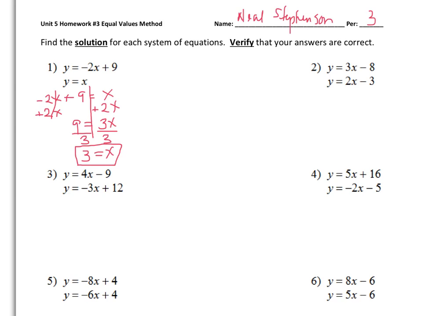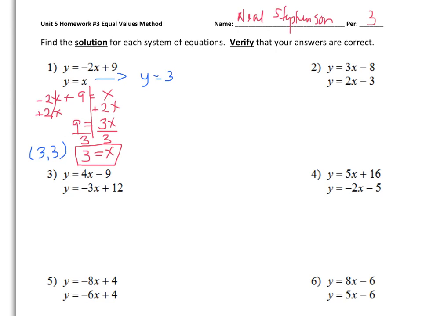We have to find out what y is. Well, right here it says y equals x, which is 3. So it looks like my answer is 3, but I'm going to verify.